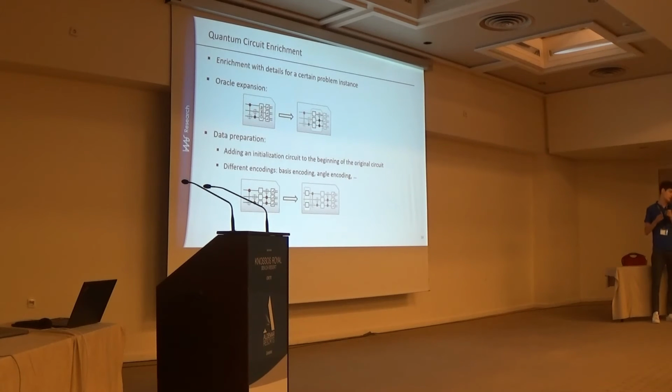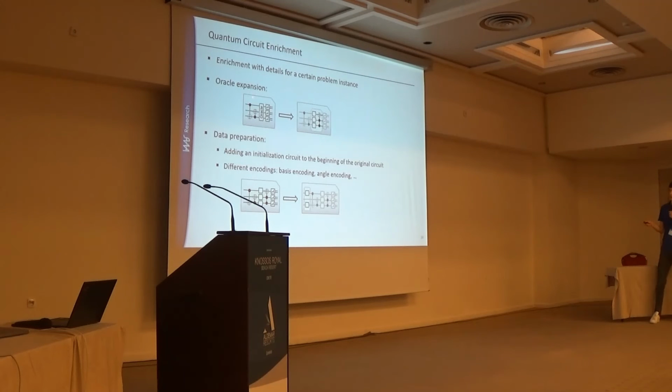So the quantum circuit enrichment phase has the goal to configure the quantum circuit to solve a specific instance of the target problem. And thereby we can divide it into 2 steps. First, the Oracle expansion, and second, the data preparation. An Oracle is a black box that is used by different quantum algorithms, such as Simon's or Grover's algorithm, for example. So for Grover's algorithm, the Oracle decides whether an element in a collection is the searched one or not.